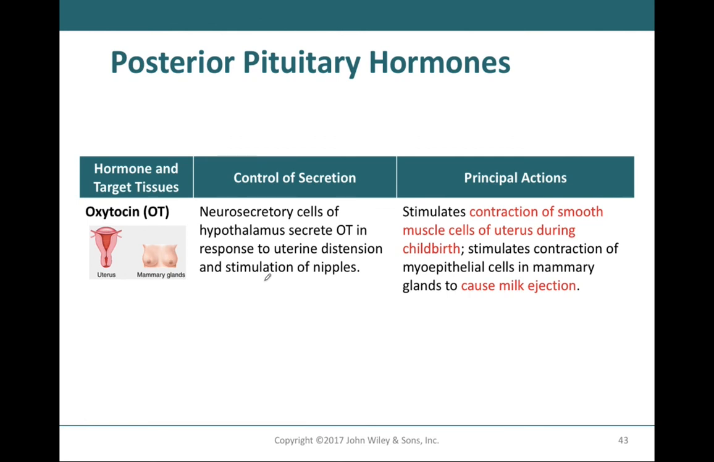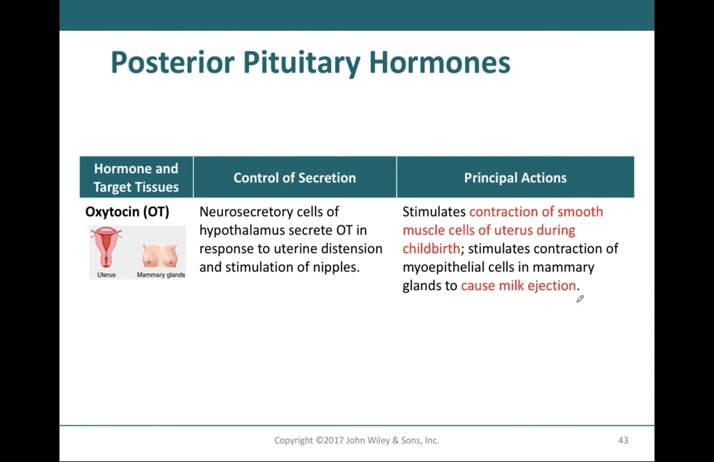And oxytocin will then in turn go and cause these actions. So it's going to cause contraction of the uterine smooth muscle during childbirth. So this is going to be a very, very important hormone for stimulating and carrying out childbirth. This is actually going to be one of the few hormonal releases that is done by positive feedback. And in the second case that we have here, this is going to stimulate our myoepithelial cells, and that leads to the release of milk. So this is a very, very important hormone.